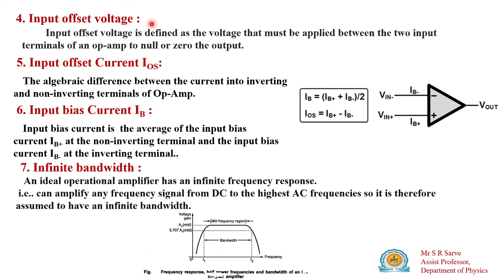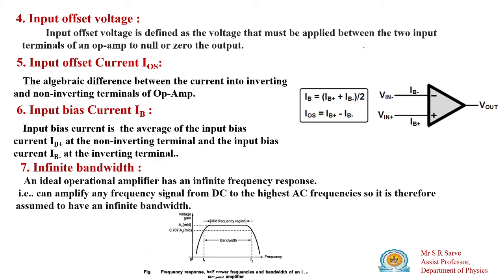So fourth is the input offset voltage. What is input offset voltage? Offset voltage means the voltage which is applied between these two terminals. If these are the two terminals, if I have to apply a voltage between two terminals such that the output will be 0, then that voltage is known as the input offset voltage.